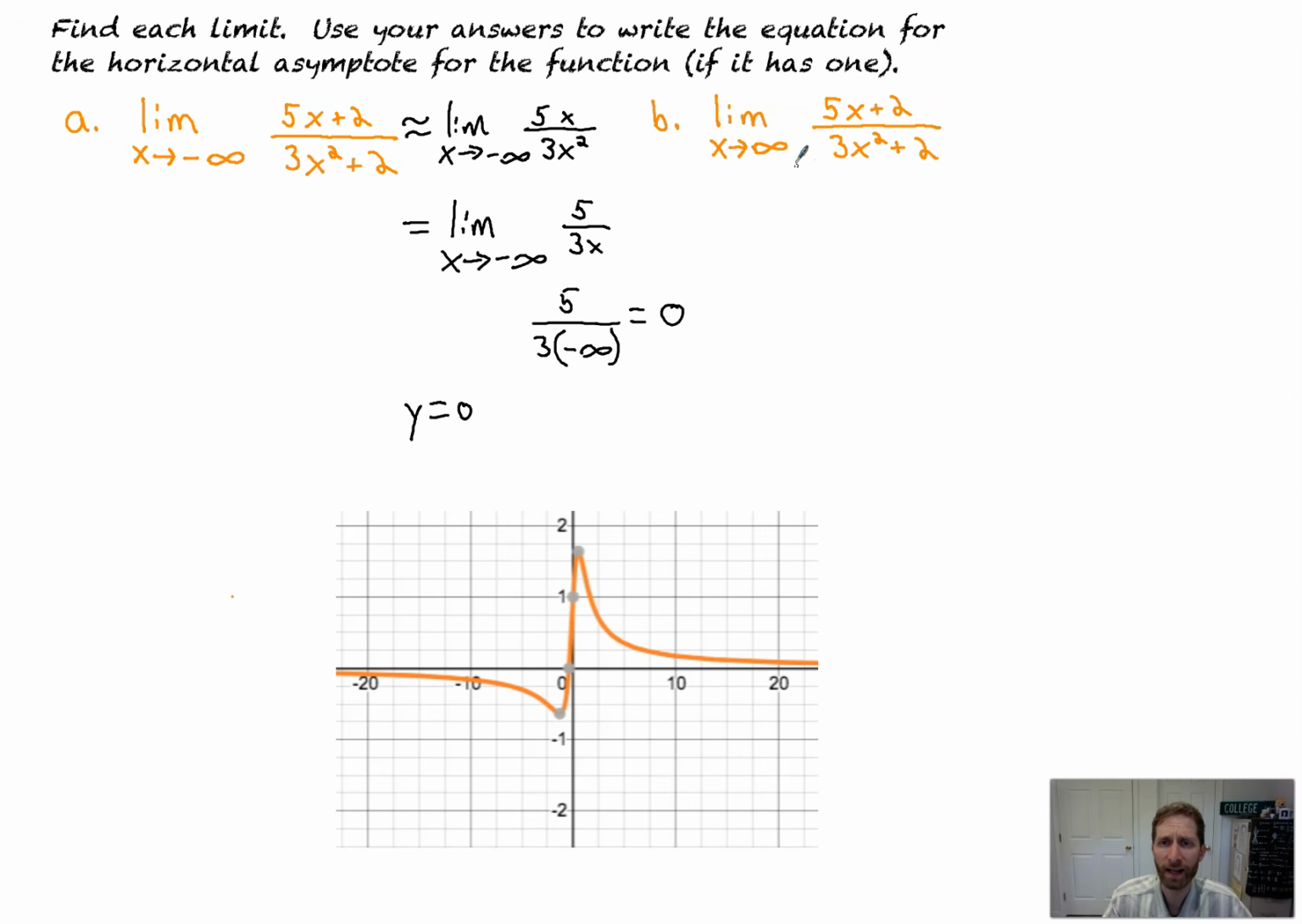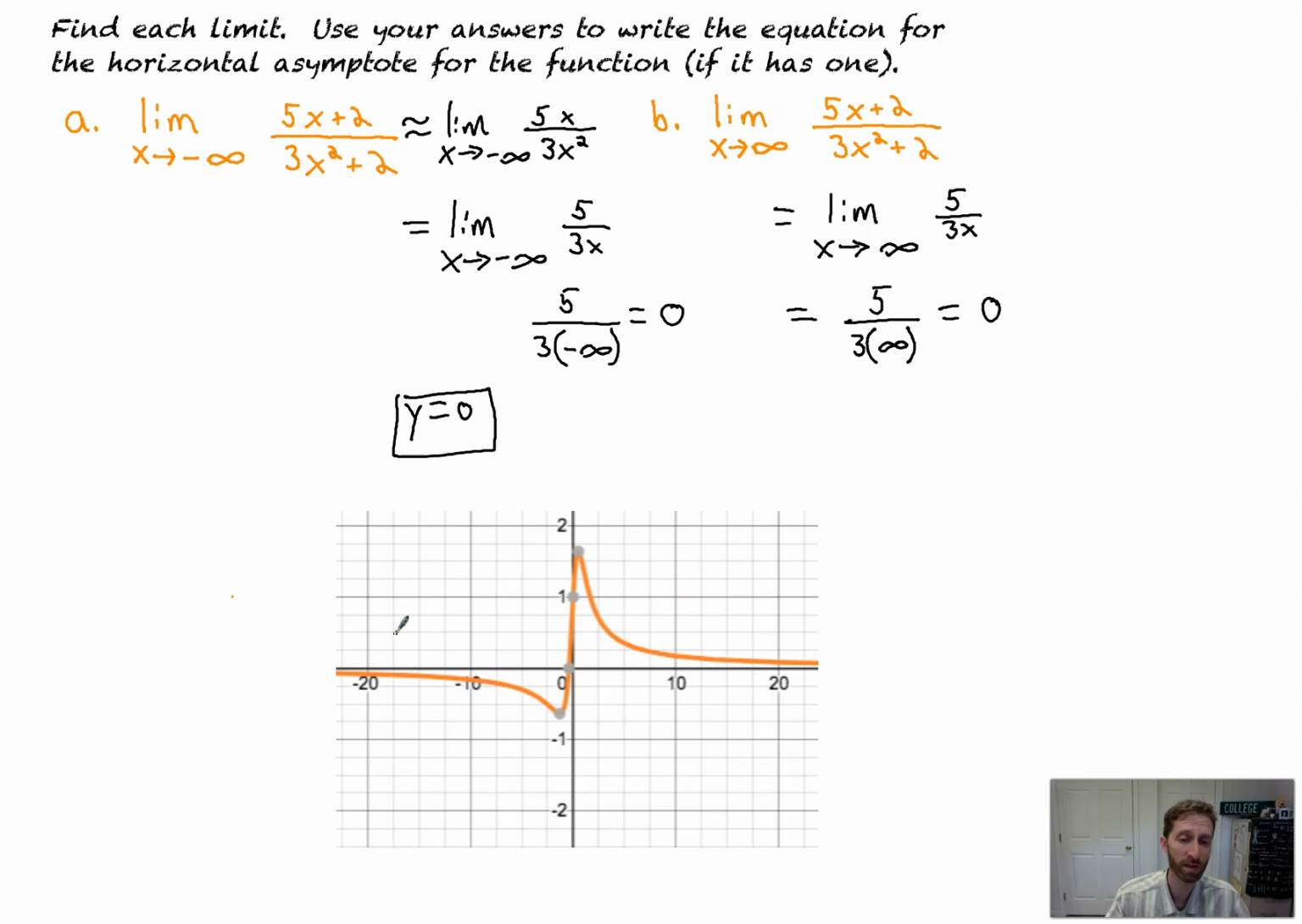Well, what do we have on this side? As we go to infinity, again, we know it still simplifies down. Same exact reasoning I just used. The limit as x goes to positive infinity of 5 over 3x. That doesn't change much. We still get, if we plug in infinity, 5 over 3 times infinity. And 5 over positive huge still goes to 0. So our horizontal asymptote, no matter which way you dice it up, is y equal to 0. And the graph confirms that.